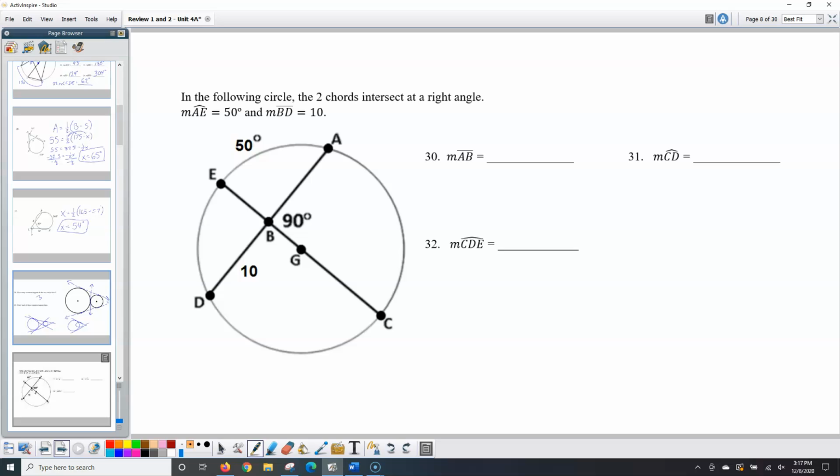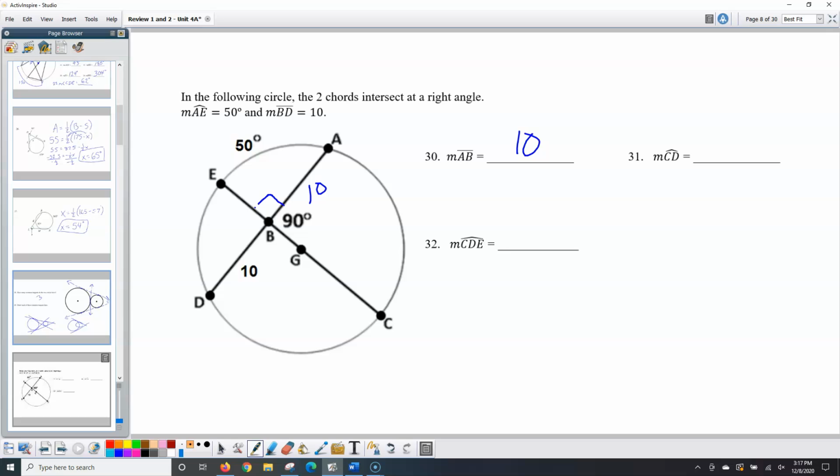In the following circle, the 2 chords intersect at a right angle. So when we have a right angle inside the circle, if it looks equal, it is equal. Okay? If it looks equal with a right angle in there, it is equal. Arc AE is 50 degrees, BD is 10. It wants to know the measure of segment AB. Well, BD and AB look equal. They are equal right here.